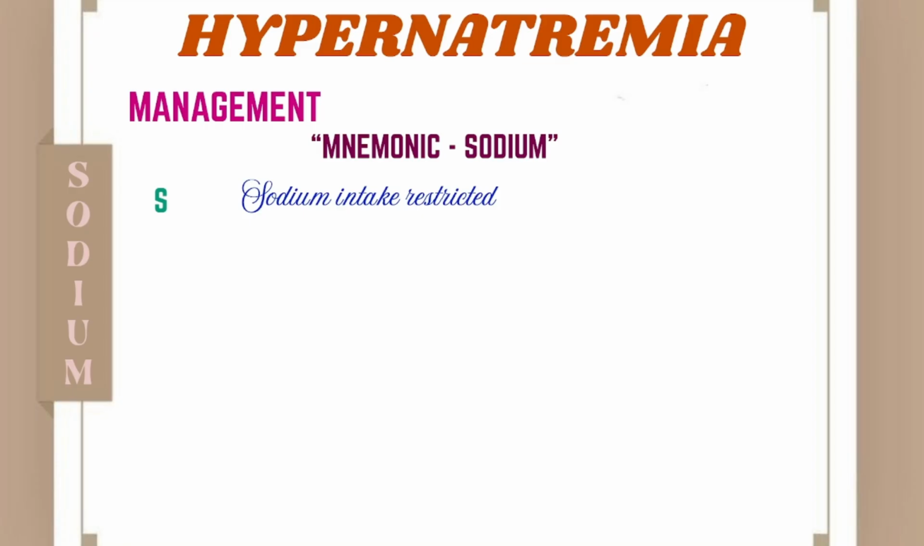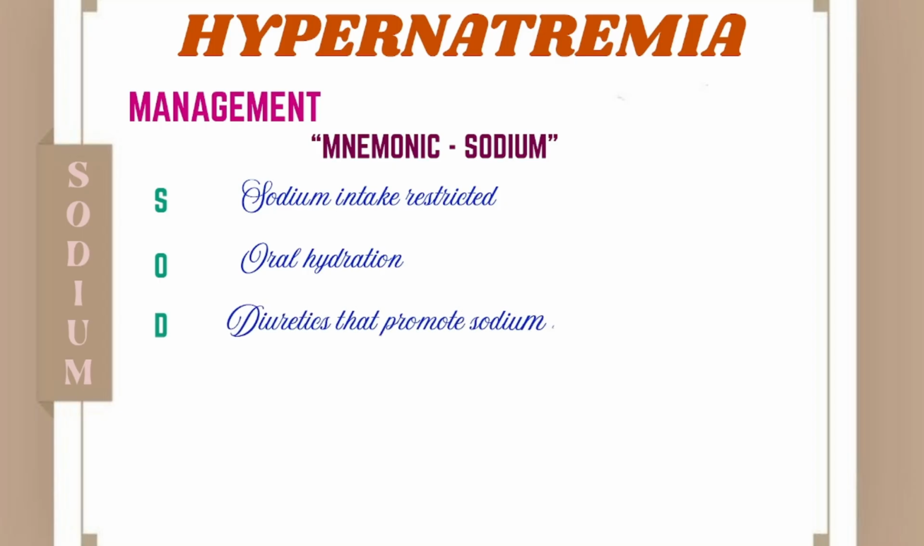We have to avoid salty foods, canned foods, or processed foods, and also IV hypertonic fluids, which were the cause of hypernatremia. We have to decrease the sodium bicarbonate intake of the patient, so we restrict sodium intake to maintain the sodium balance. O stands for oral hydration. If the patient is conscious and can drink water, we give water to correct dehydration due to hypernatremia and maintain water and sodium balance.